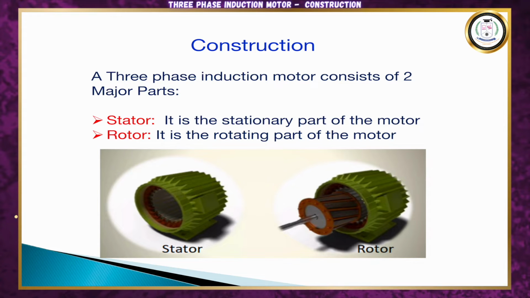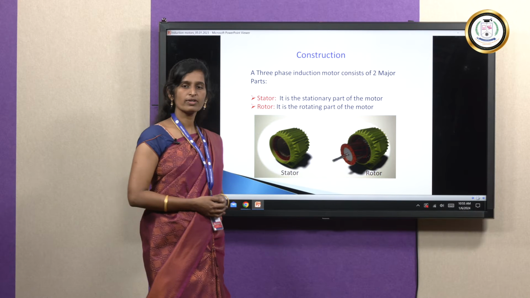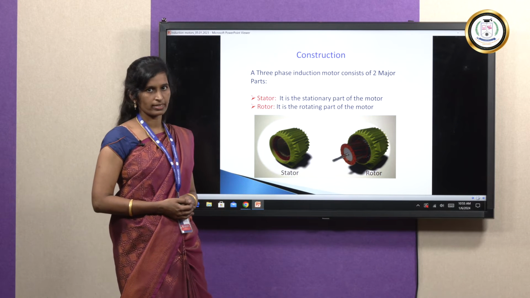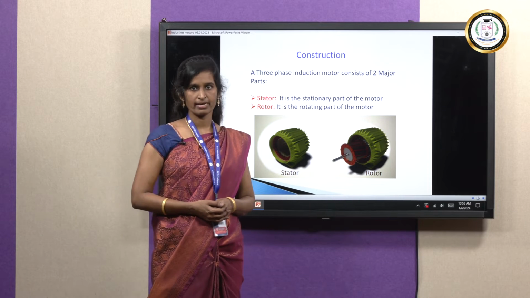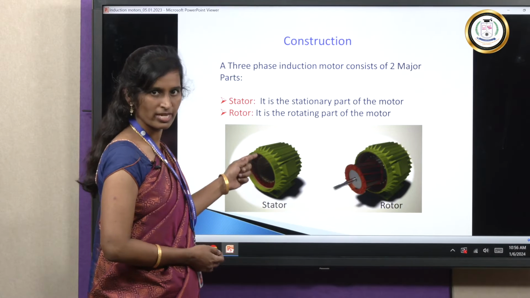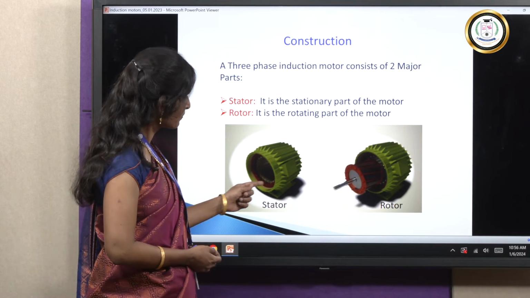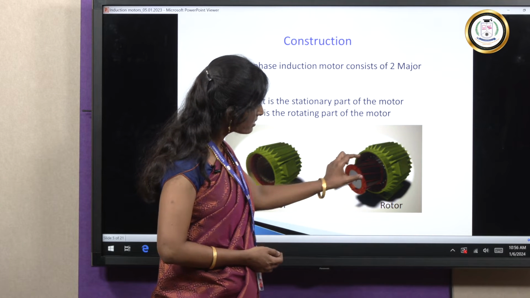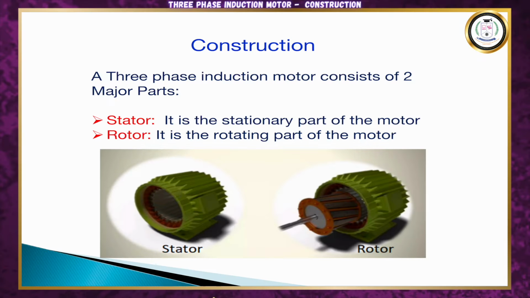Induction motor construction we are going to see. In an induction motor, we have two important components. The first one is the stator, the other one is the rotor. Stator is the stationary part and rotor is the rotating part. This one is the stator, which has a hollow cylindrical shape, and this one is the rotor, which is placed inside the stator. The rotor is the rotating part, and it is free to rotate.